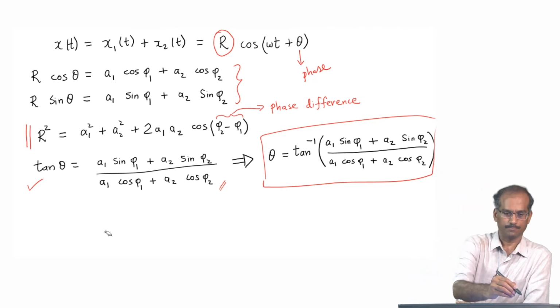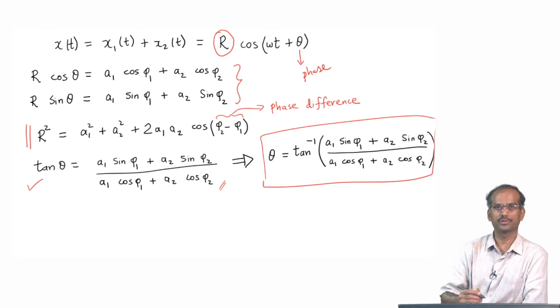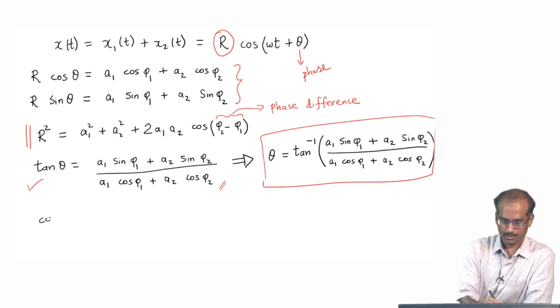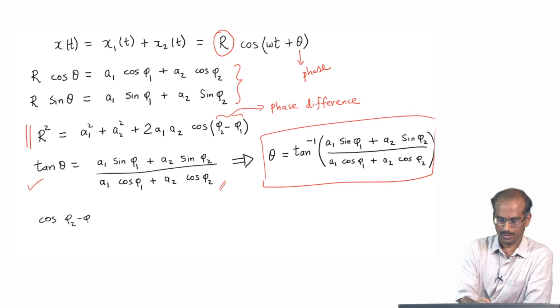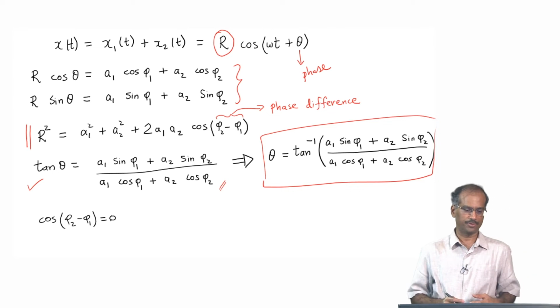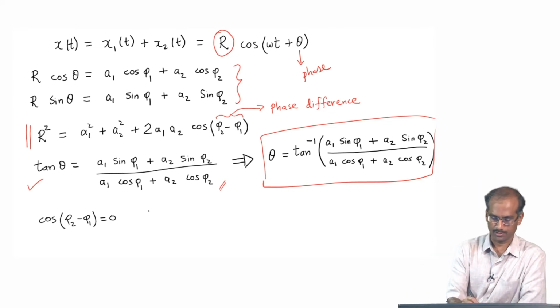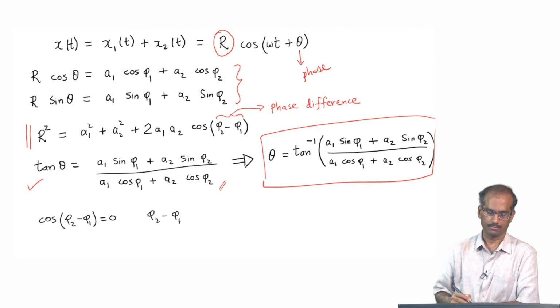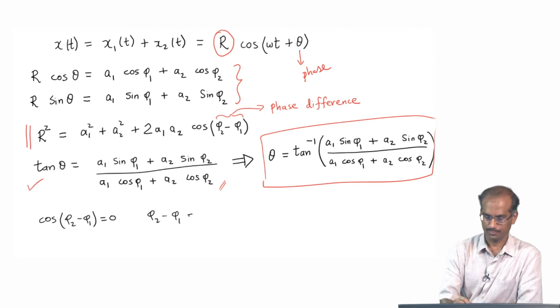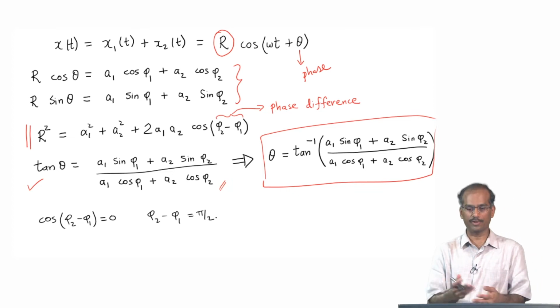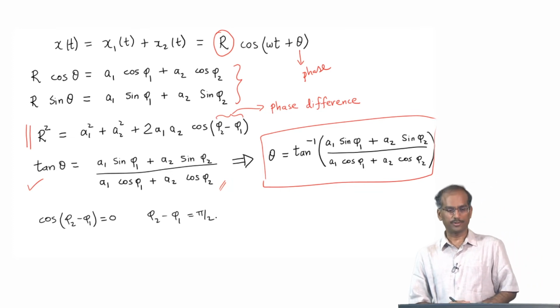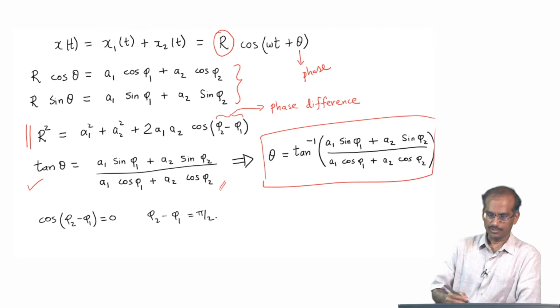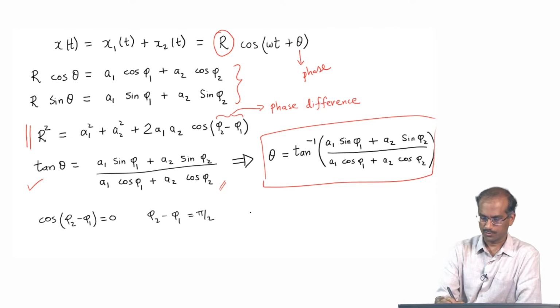Let us say that I choose phi 2 minus phi 1 such that the term cos(phi 2 minus phi 1) is equal to 0, and this would happen if for instance phi 2 minus phi 1 is pi by 2. That is one value of phase difference for which cos(phi 2 minus phi 1) would be 0, in which case r square would simply be equal to A1 square plus A2 square.